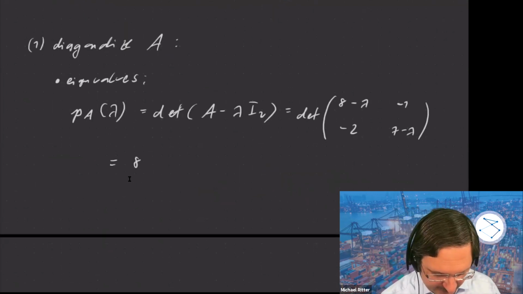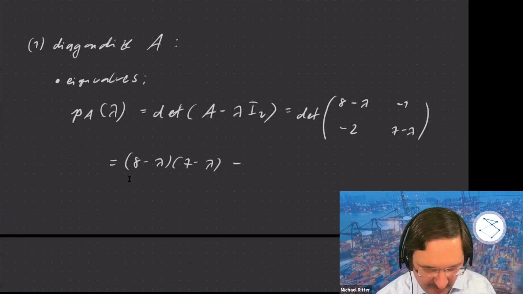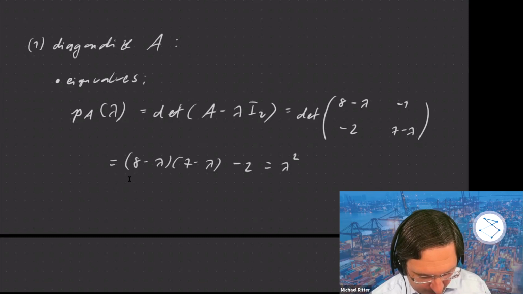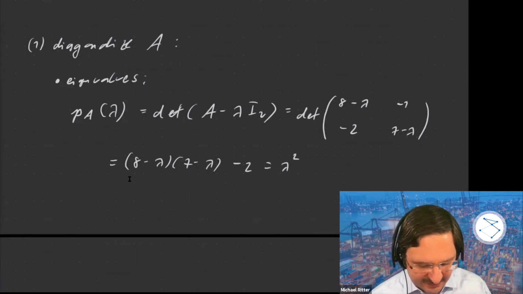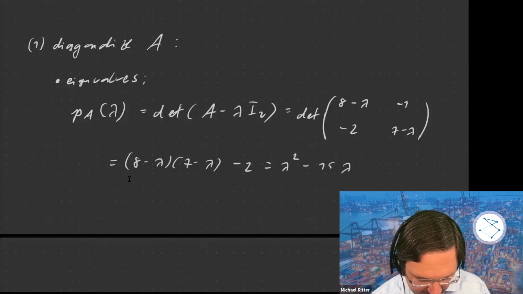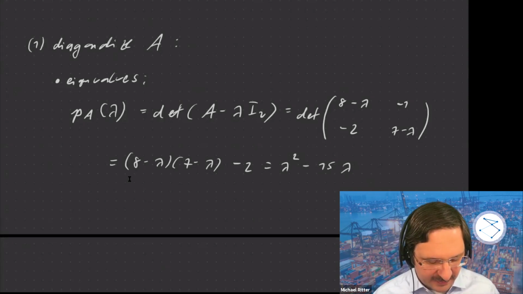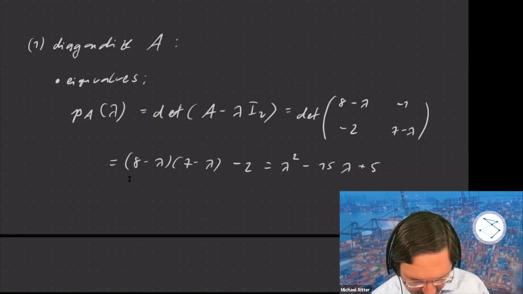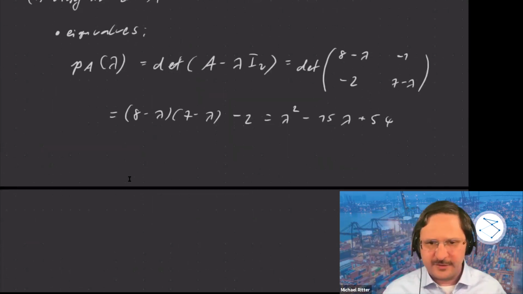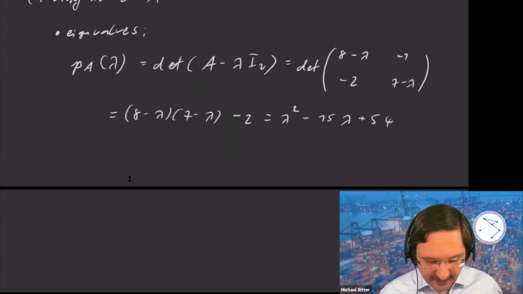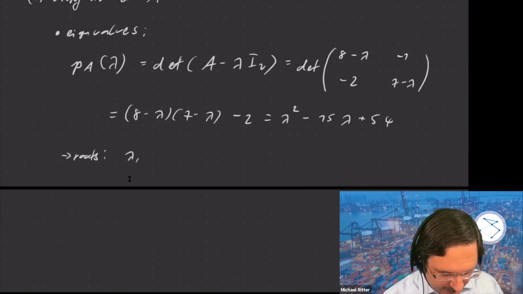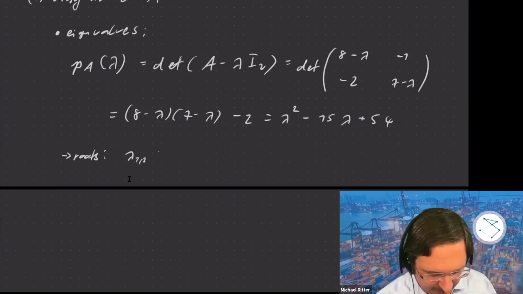So that yields, let's see, (8 minus lambda) times (7 minus lambda) minus 2, or lambda squared minus 8 lambda minus 7 lambda, that's minus 15 lambda, plus 7 times 8, that's 56, minus 2 is 54. So that should be the characteristic polynomial, and we want to find the roots. We just use the quadratic formula for that.